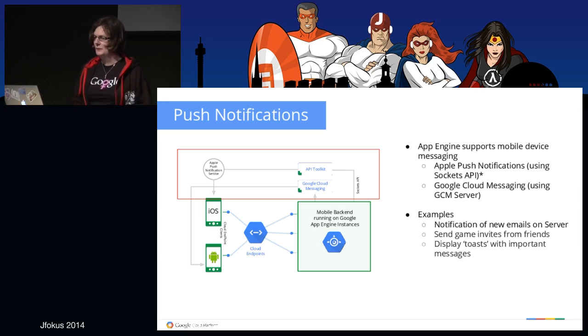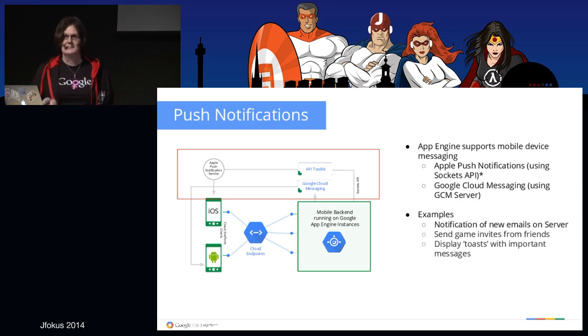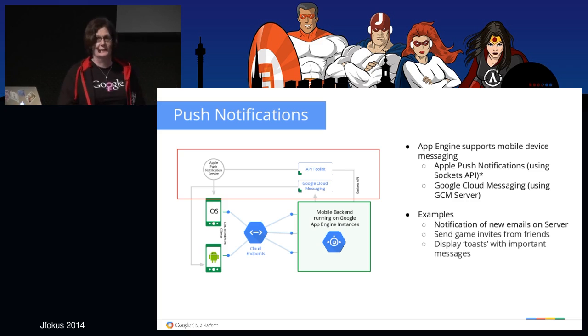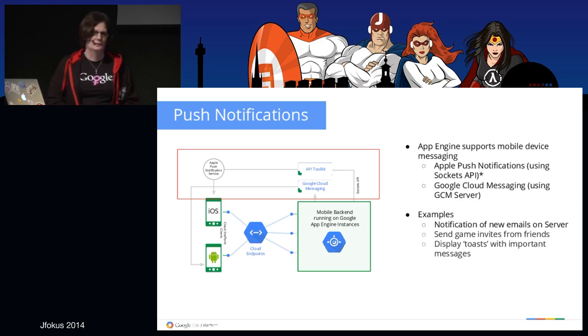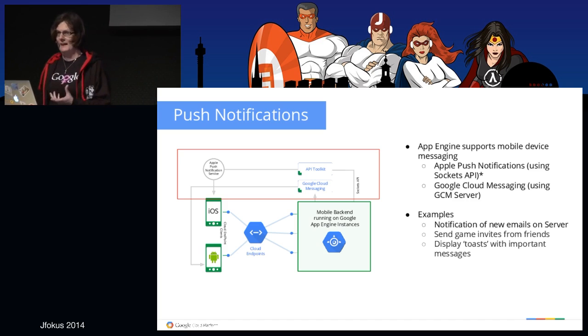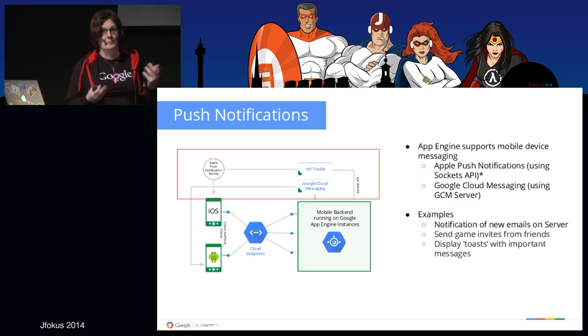And the other option, for Android, is Google Cloud Messaging, which is implemented using GCM Server. That's very easy to deploy in App Engine, which we'll see in the mobile backend starter later. And the kind of notifications we're talking about, you're going back the other way, sending messages from the server-side component, from the backend, to the client device. Things like notification of new emails or other data on the server, sending game invites or receiving game invites from friends, and displaying toast messages with important pop-up information that the user should really know.